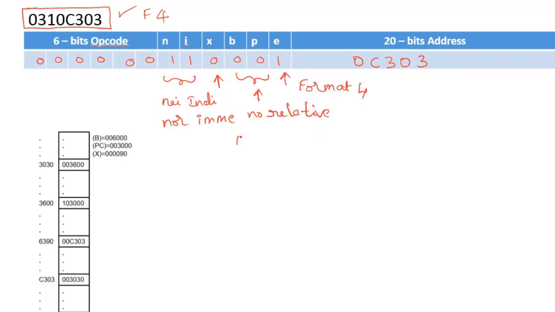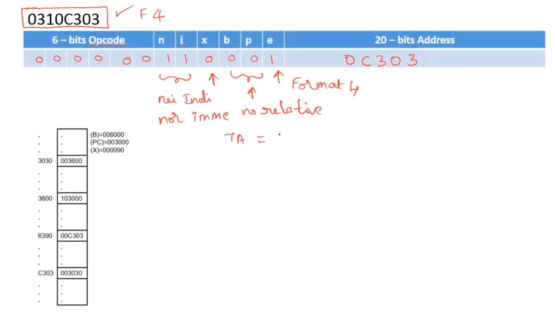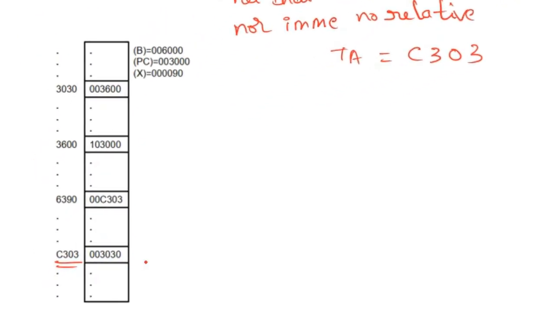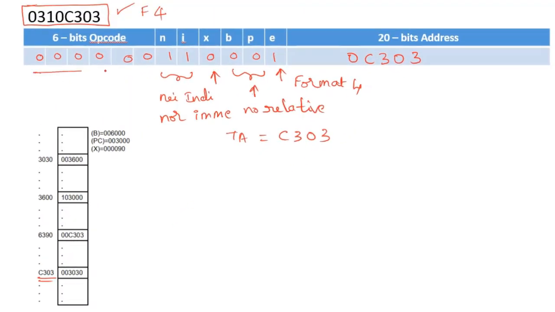So how to compute the target address now? This is not relative. This is neither indirect nor immediate. No need to compute the target address. The 20-bit address is directly available in the instruction. So what is the address? C303 is the address. Go to the address C303. Fetch the data from there. The instruction is LDA again. So load the accumulator with the value present at C303, which is 3030. So these are a few examples that should make the addressing modes concept clear. Thank you.